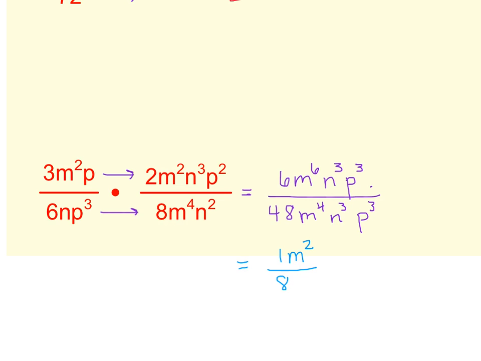All right, now you've got n cubed over n cubed. Anytime that it's the same, they cancel each other out. P cubed over p cubed cancels. So our final answer is m squared over 8. And that one is done.